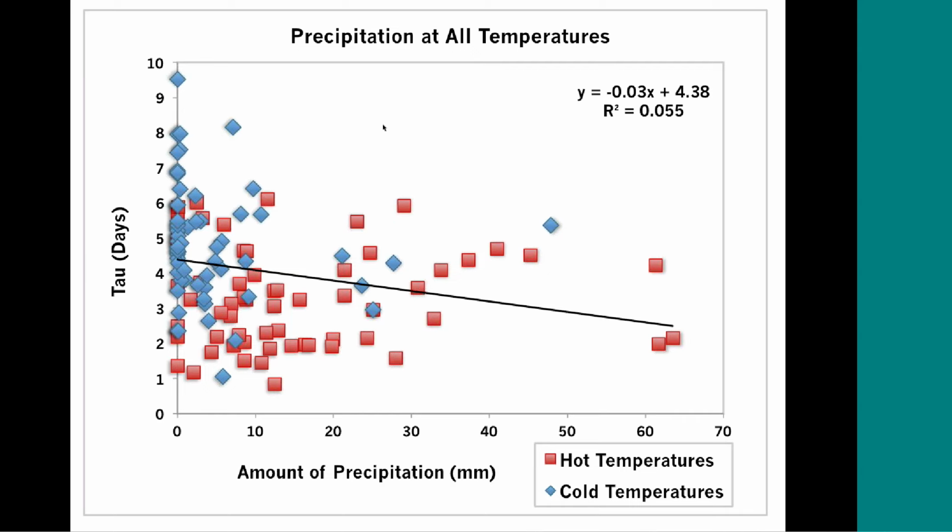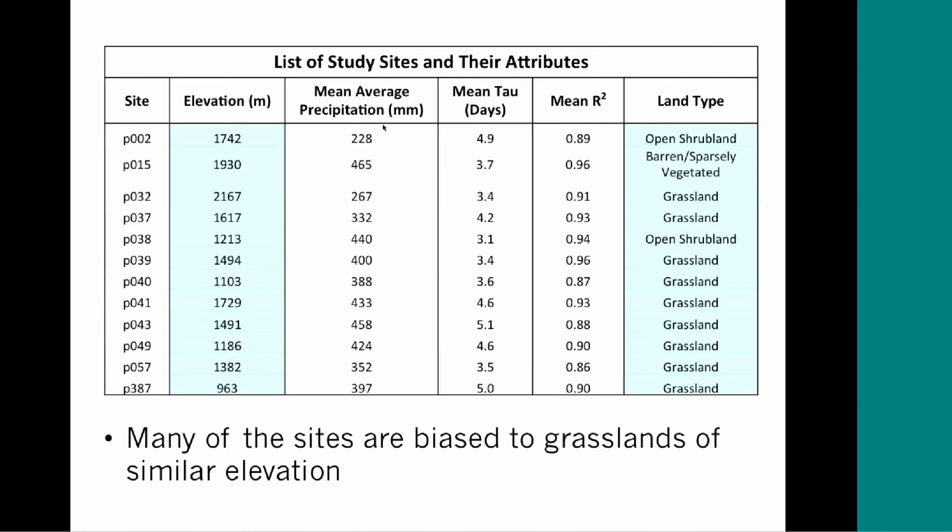So you have tau days on the left, and you have the amount of precipitation on the bottom. As precipitation increases, the tau also decreases, but as you can tell from the R-squared, it's not very accurate. And this trend seems to only follow the cold days, which are less than 10 Celsius. The hot days of more than 10 degrees Celsius seem to have no relationship whatsoever to the tau days dry down rate.